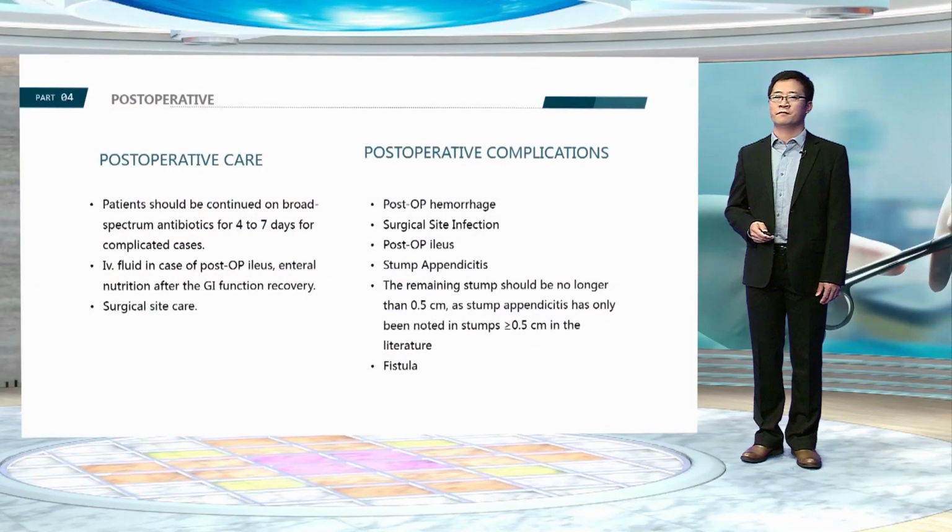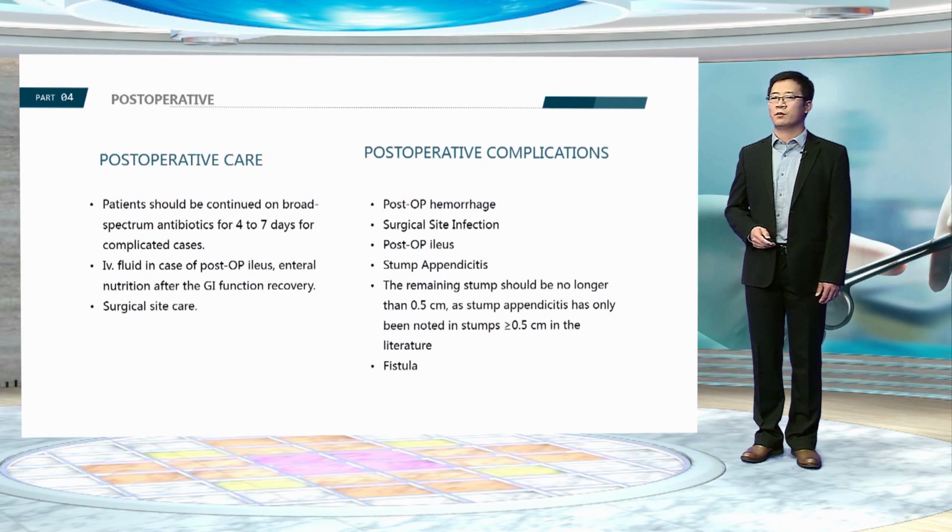Post-operative management. First, post-op care. Patients should be continued on broad-spectrum antibiotics for 4 to 7 days for complicated cases, and intravenous fluid in case of post-op ileus. After the GI function recovers, enteral nutrition can be given. Then, the surgical site care. We will talk about post-operative complications.